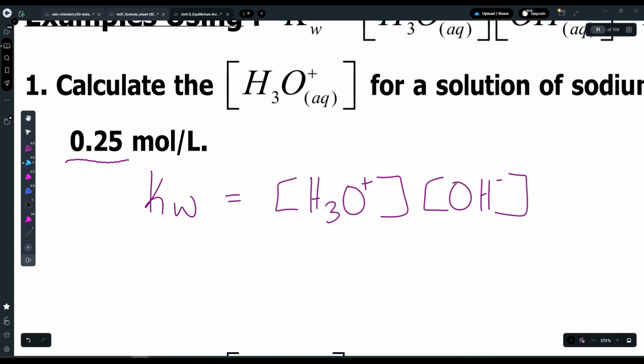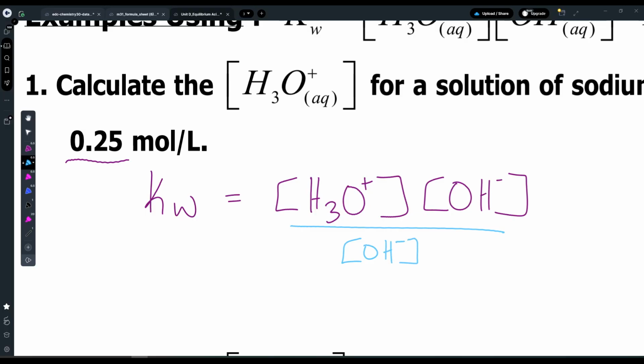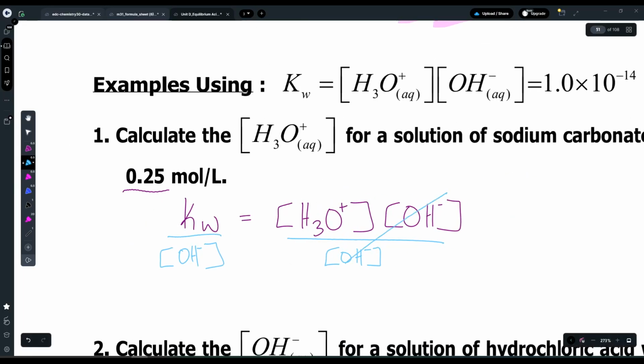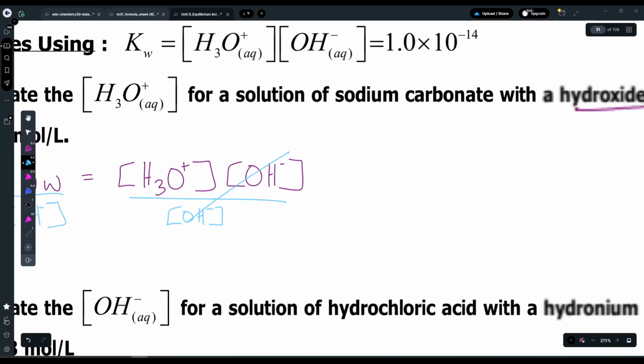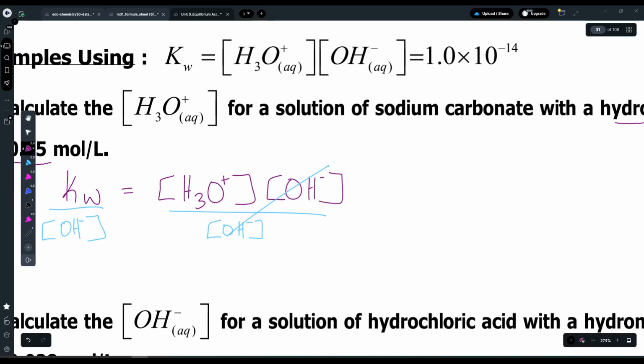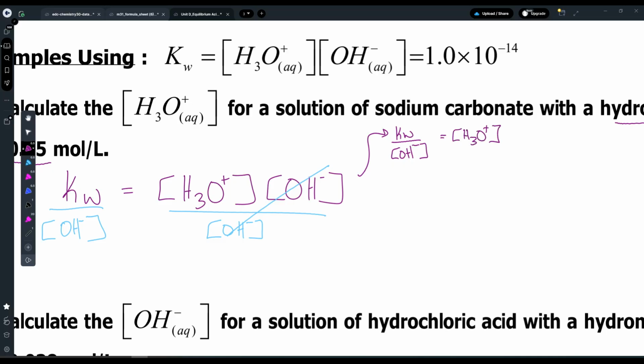Okay, and what I'm going to do is work on isolating the concentration of hydronium first. Since the concentration of hydronium is being multiplied by the concentration of hydroxide, I'm going to divide by the concentration of hydroxide, and what I do to one side I have to do to the other. So then these cancel out, and what I'll be using here is Kw divided by the concentration of hydroxide ions gives us the concentration of hydronium ions.